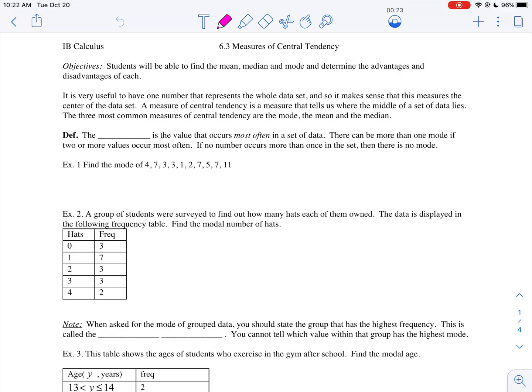A measure of central tendency is a measure that tells us where the middle of a data set lies. The three most common measures of central tendency are the mode, the mean, and the median.